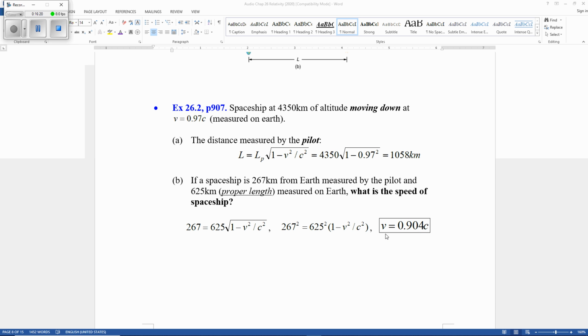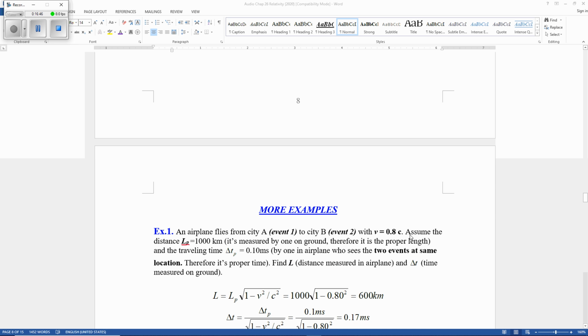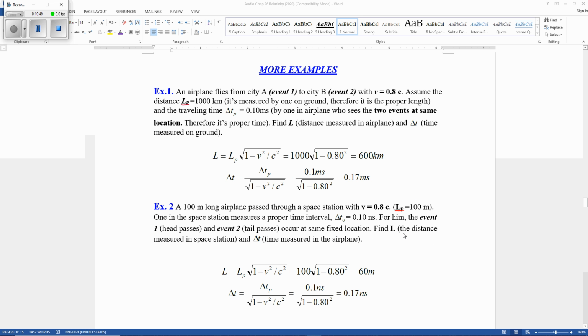So v, the speed of the spaceship, equals 0.904 c, c being the speed of light. Again, when we solve problems for speed, we always use the unit of c: 0.9 c, 0.8 c, 0.75 c. Now I give you more examples here, and if you have time, you can also try the homework assigned. I will give you the solutions later.